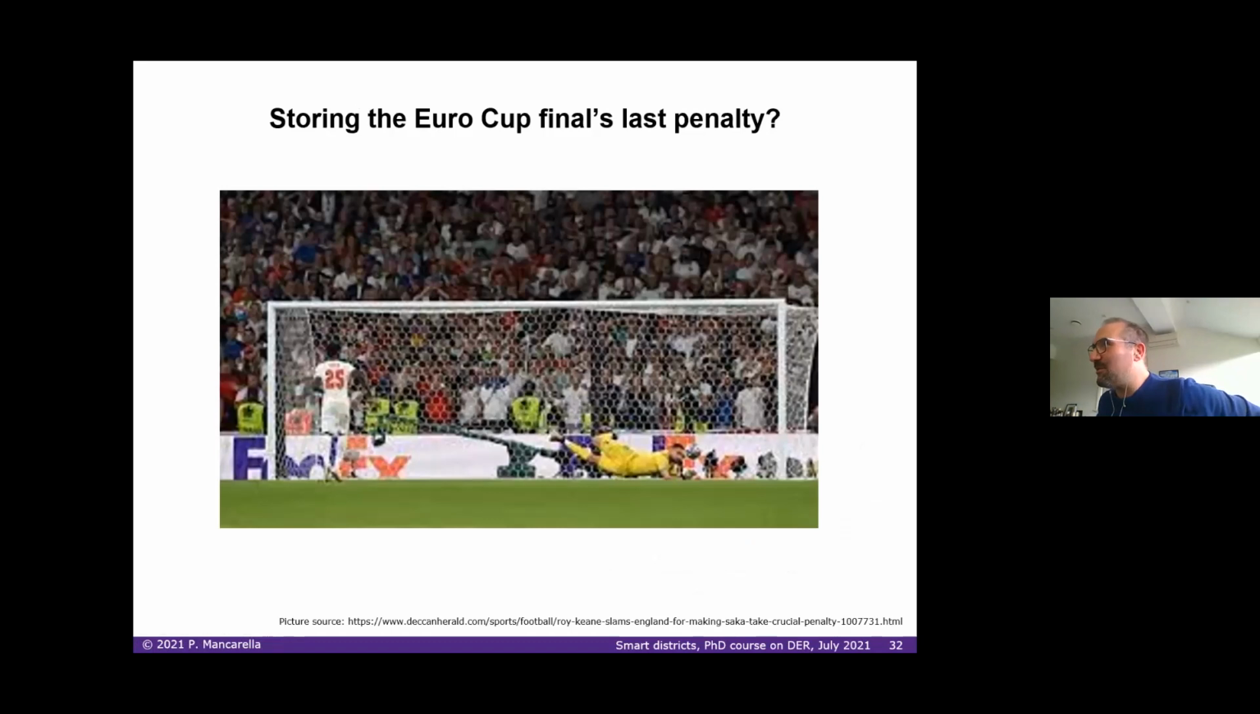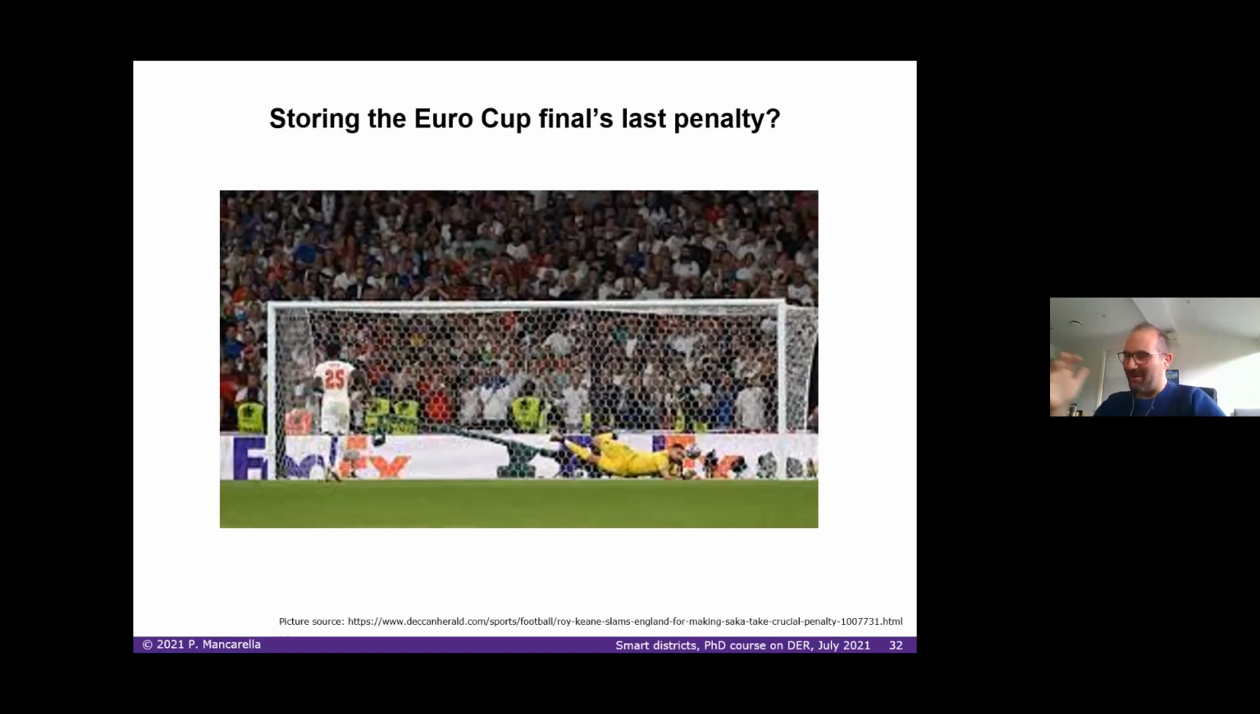I think some of you already said this. Would you store the Euro Cup final's last penalty? This is a picture from two weeks ago. And how would you store this? For example, the final England-Italy went on at 5 a.m., starting 4:30 a.m. Melbourne time. Do you wake up at 4:30 a.m. to watch the final?